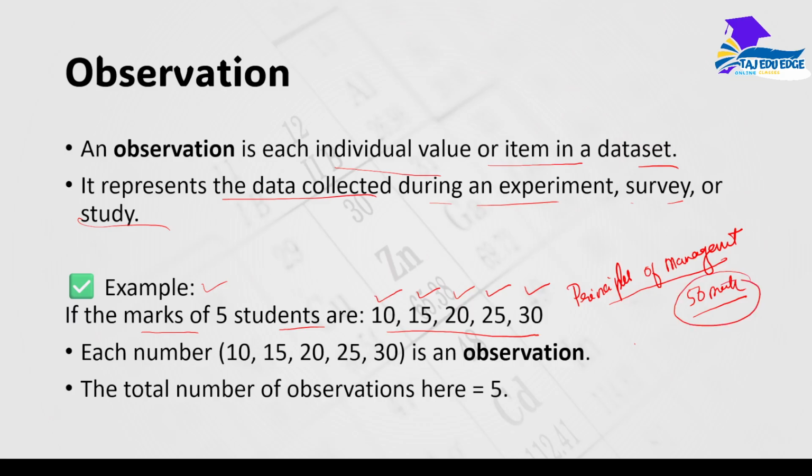So here what is the observation? Each number here, that is the number 10, 15, 20, 25 or 30, is an observation. So observation is each number here. The total number of observations here are 5, because we have 5 numbers here. So each one is an observation. So we have 5 observations here. That is what we call an observation.